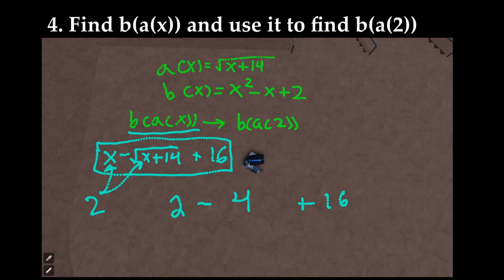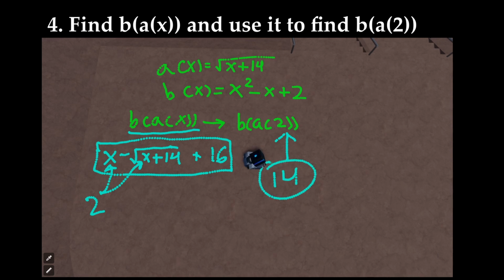And then order of operations, when you have subtraction and addition, go left to right. So 2 minus 4 is negative 2. And then we have the plus 16 remaining. And then minus 2 plus 16 is just 14. So the answer to b of a of 2 is just 14. And that's it. We're done with this problem.